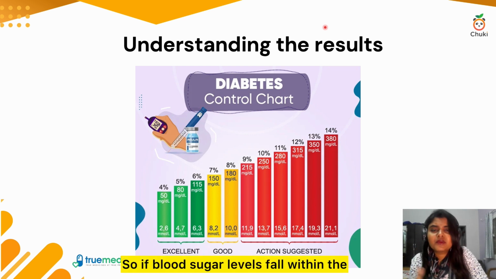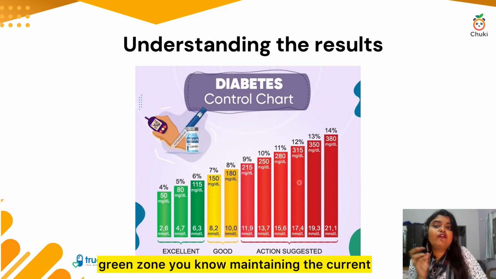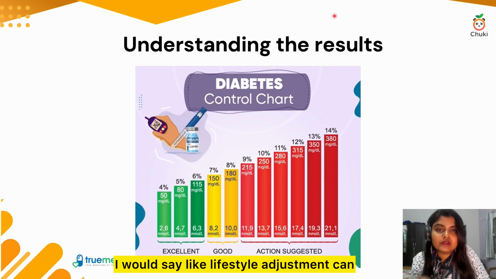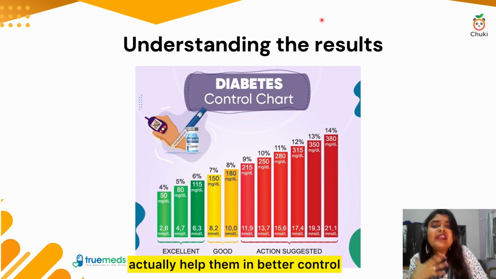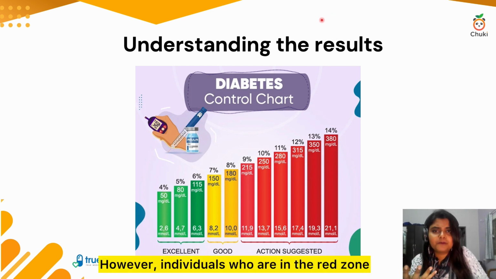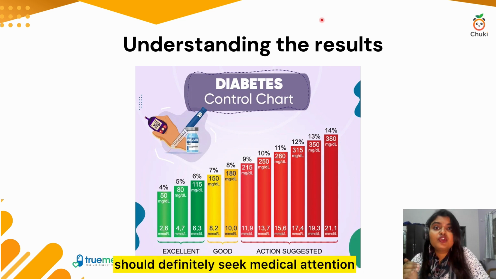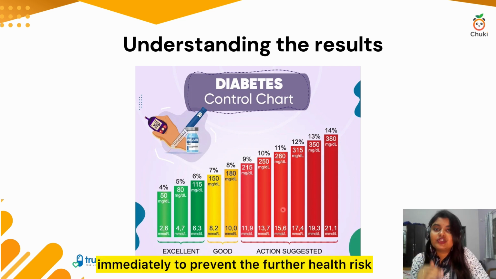So if blood sugar levels fall within the green zone, maintaining the current habits is recommended. For those who are in the yellow zone, I would say lifestyle adjustment can help them in better control. However, individuals who are in the red zone should definitely seek medical attention immediately to prevent further health risk.